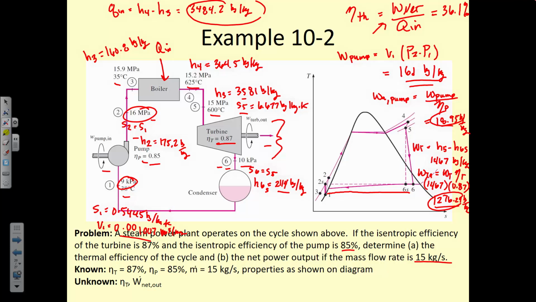We also want to know the net power out. So what we found was work net is equal to the work of the turbine minus the work of the pump. W dot net is going to be equal to m dot times this work net. And our m dot is given to us in this problem, 15 kilograms per second. We plug that in and we find our W dot net is equal to 18.9 megawatts.